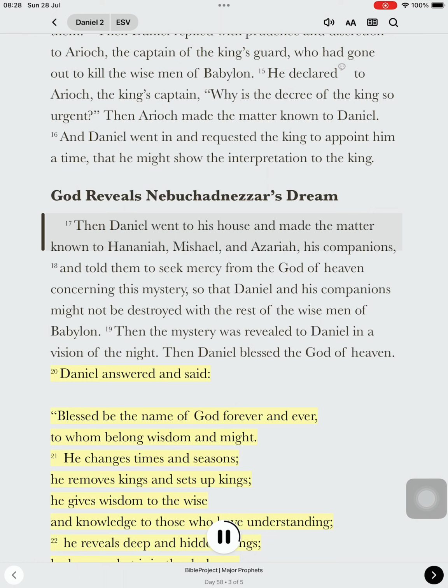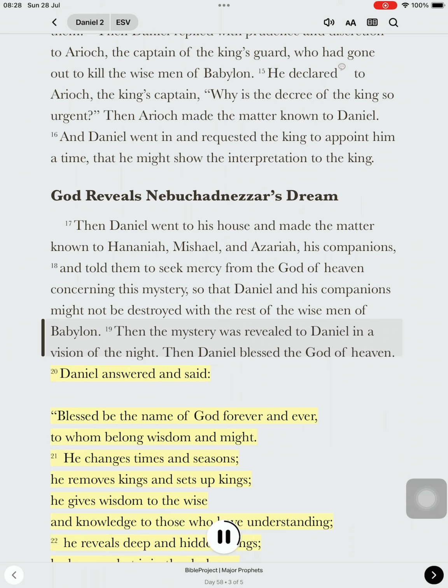Then Daniel went to his house and made the matter known to Hananiah, Mishael, and Azariah, his companions, and told them to seek mercy from the God of heaven concerning this mystery, so that Daniel and his companions might not be destroyed with the rest of the wise men of Babylon. Then the mystery was revealed to Daniel in a vision of the night.